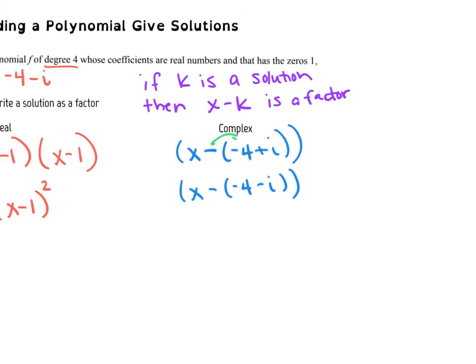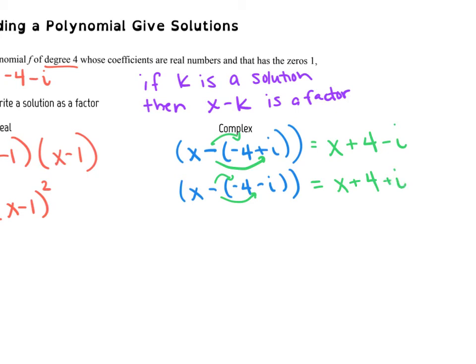Distributing the negative on the first part, the factor becomes x, negative negative is positive, x plus 4, negative positive is a negative, minus i. That's one of your new factors. The other factor, distribute the negative here again and here. Negative negative is positive, that's x plus 4. And back here you get a plus i.